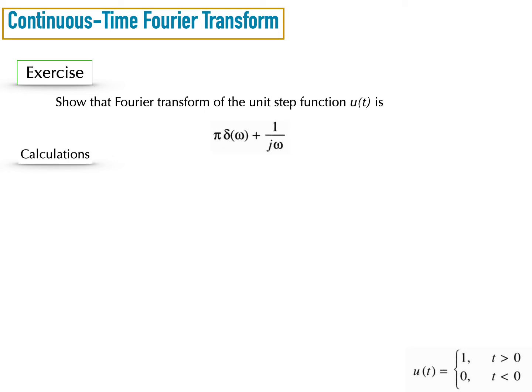In this example, this is an exercise for you. You have to do it yourself. You have to show that the Fourier transform of the unit step function is pi times delta omega plus 1 over j omega. You know what a unit step function is? Its definition is written in the lower right corner. You can see that, and then you follow the same steps as we did in the previous two examples and try to get this expression as the Fourier transform of the unit step function. If you face any problem, you can discuss with me and I will share the solution with you.